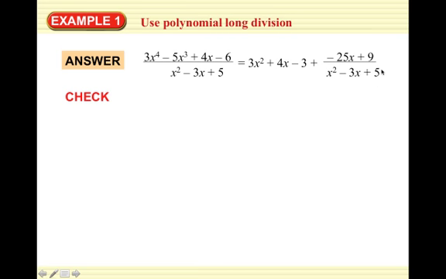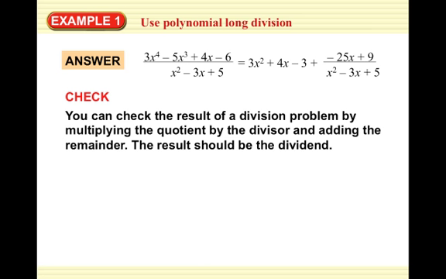Okay, so if you want to check, you can check the result of a division problem by multiplying the quotient by the divisor and adding the remainder. The result should be the dividend, which you divided into. So we can check this by multiplying 3x squared plus 4x minus 3, that was the quotient, times x squared minus 3x plus 5, that's the divisor, and then adding the remainder.